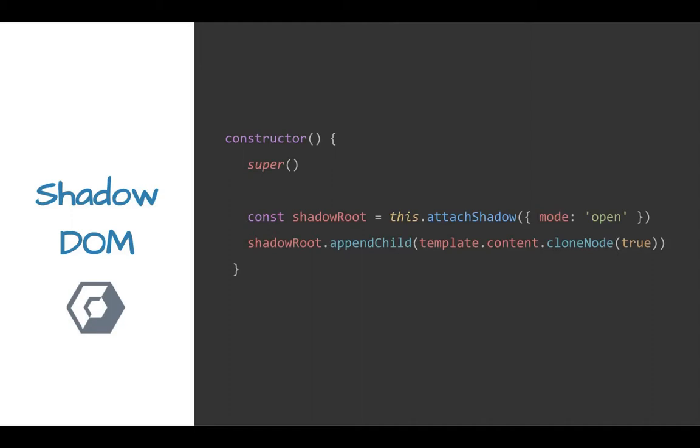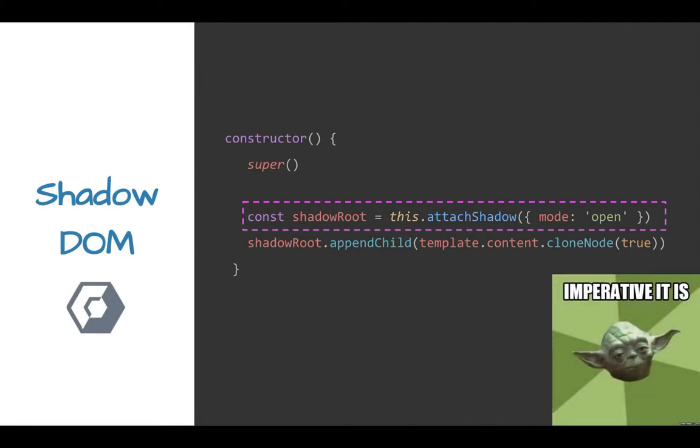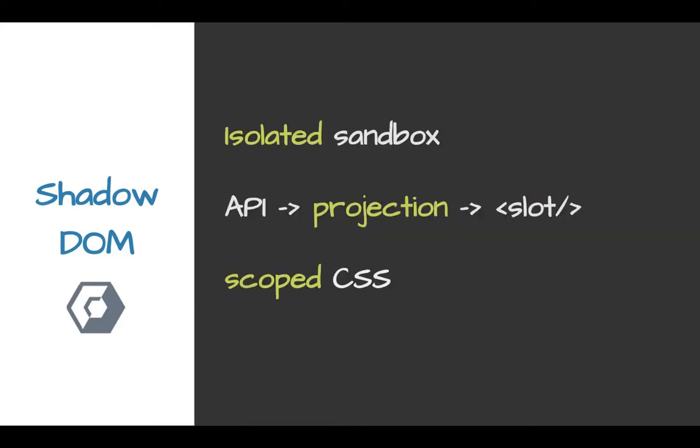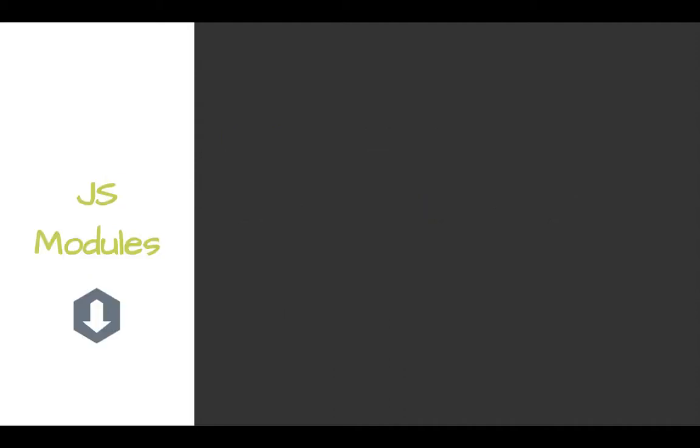And last but not least, how you create Shadow DOM via this imperative API. Yes, imperative it is. And last but not least, you append your template to the shadow. So as a recap, Shadow DOM is an isolated sandbox. We have the projection API and really native scoped CSS without any framework hacks.